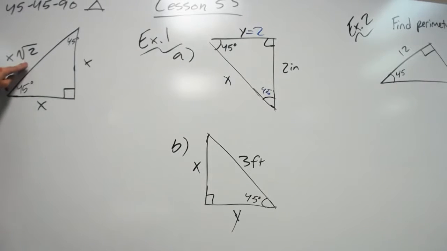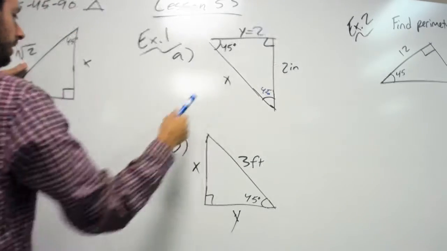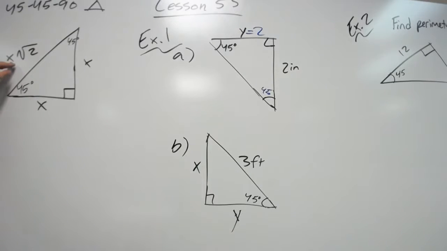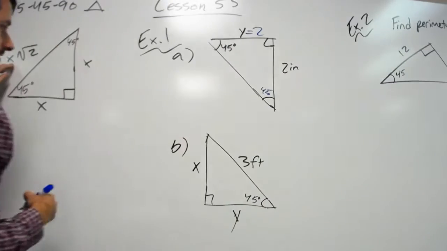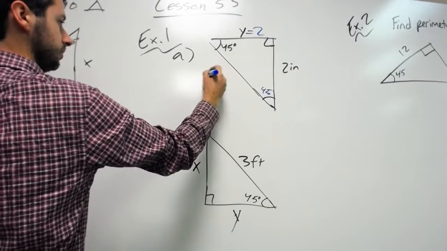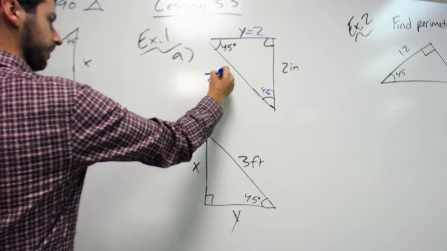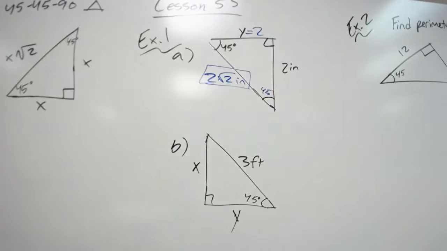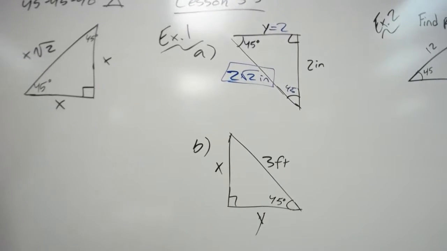Now, looking back here, how did we get from a leg to a hypotenuse? What did we do? Well, we would take our number. X refers to our number that we have for our leg. X is the value of the leg. So our value of the leg here is 2, and then we multiply it by radical 2. So the hypotenuse would be 2 radical 2 inches. And that's how you do 45, 45, 90. Now let's look at a different one.